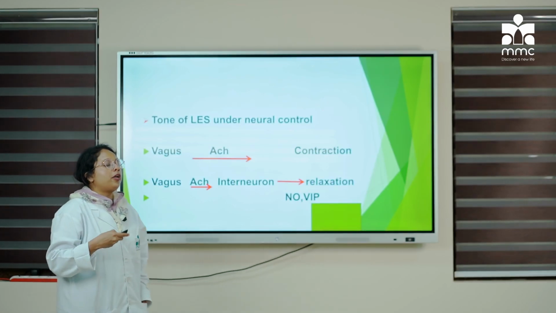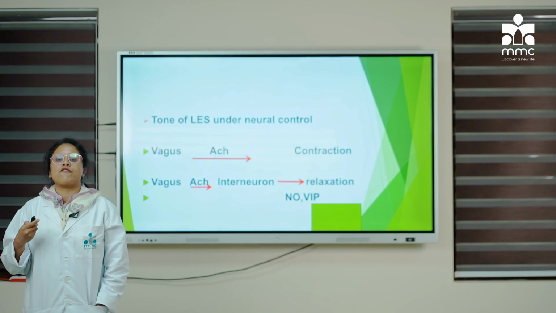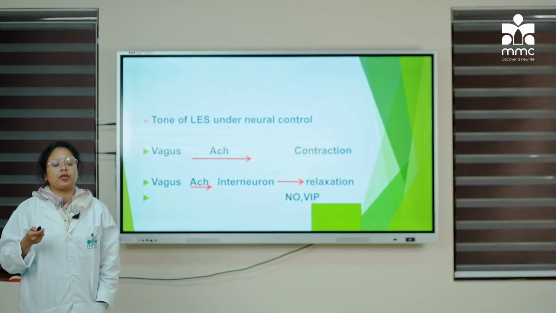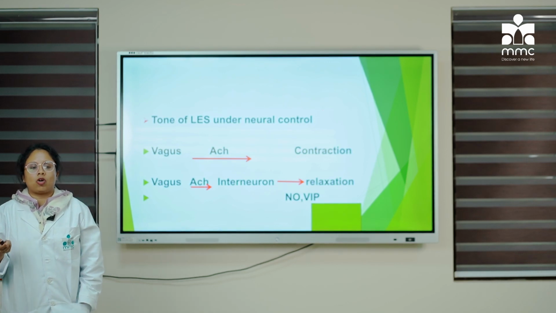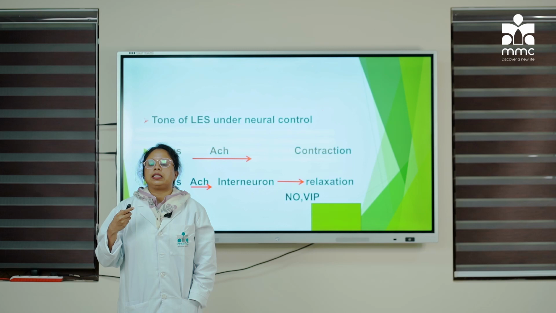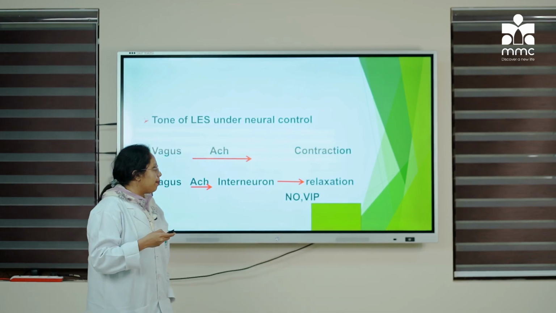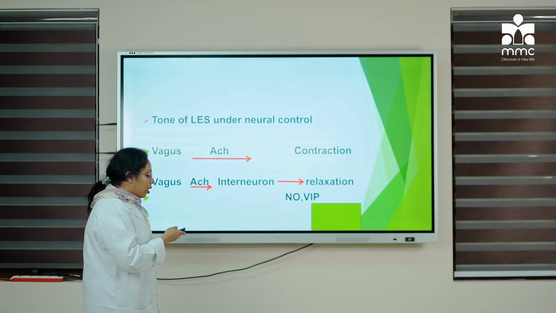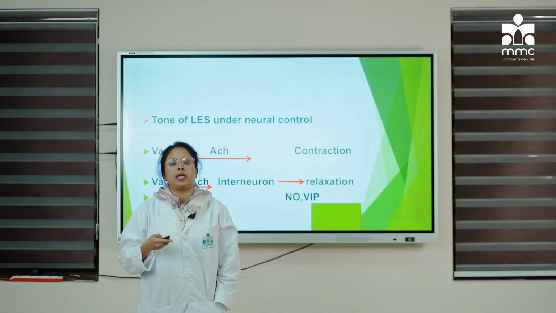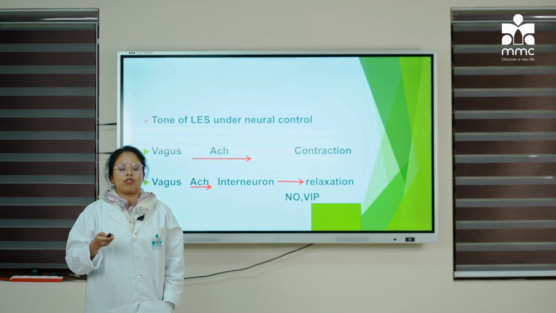So who controls the tone of the lower esophageal sphincter? It is under the control of the vagus nerve. The vagus nerve directly innervating the lower esophageal sphincter releases acetylcholine, leading to contraction. And the vagus nerve that synapses on the interneurons in the myenteric plexus and Meissner's plexus releases nitric oxide and vasoactive intestinal polypeptide, which cause relaxation of the lower esophageal sphincter.